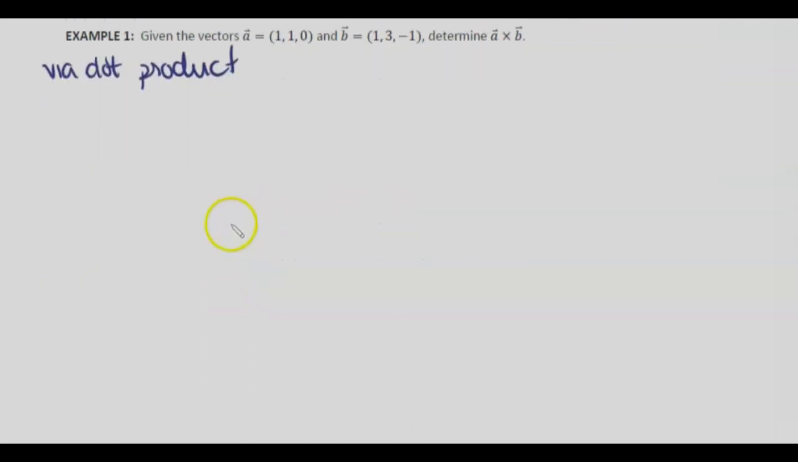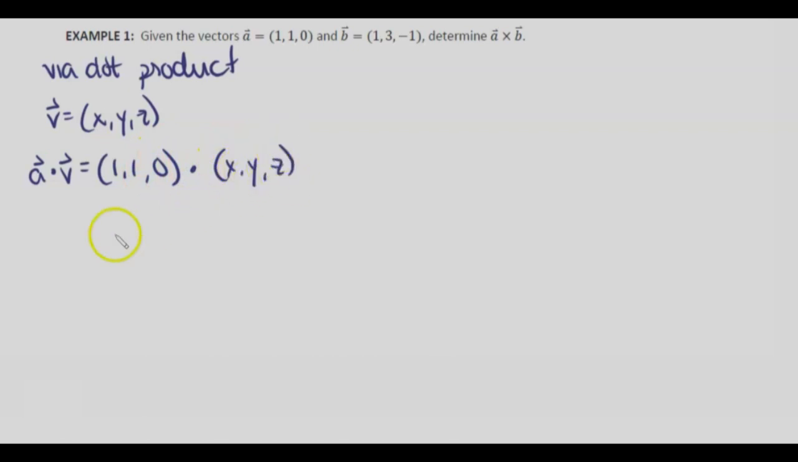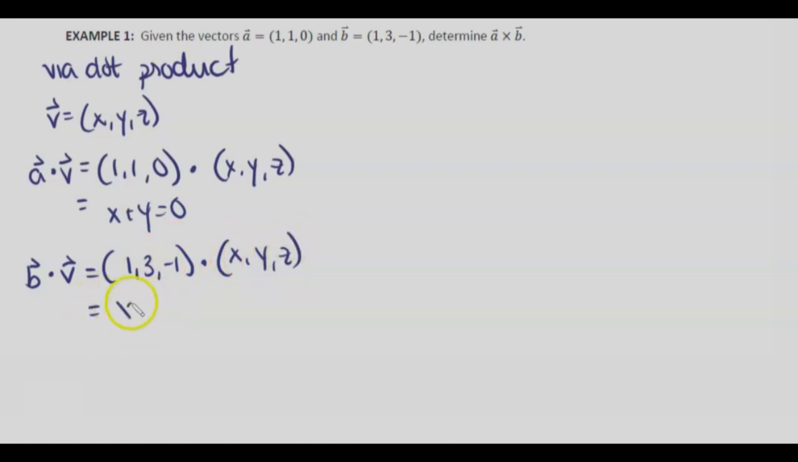Let vector V be x, y, z. So if we did A dot V, we're going to get 1, 1, 0 dot x, y, z. And that's going to give us x plus y equals 0. And then if we do vector B dot vector V, we're going to get 1, 3, negative 1 dot x, y, z, and we get the equation x plus 3y plus z equals 0.